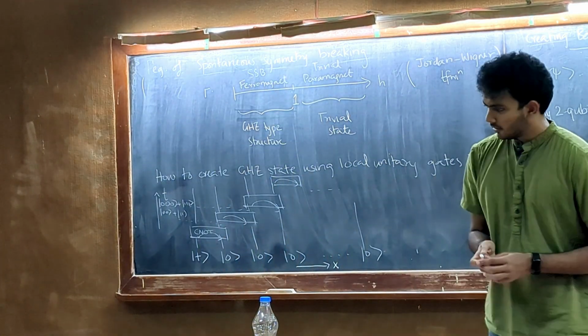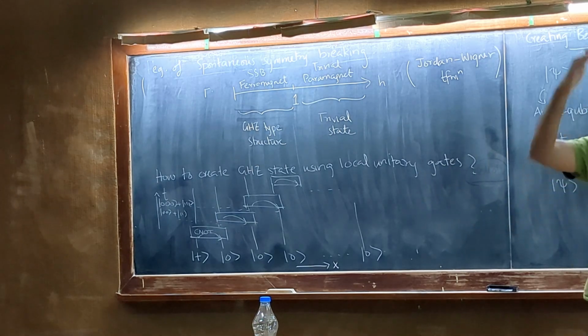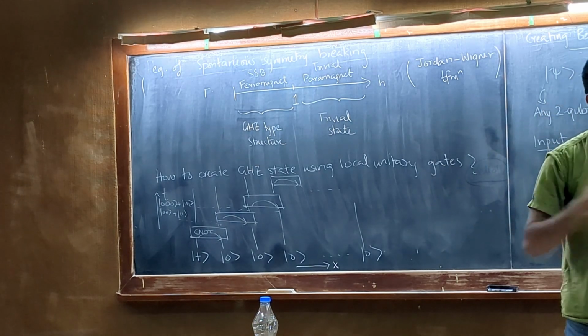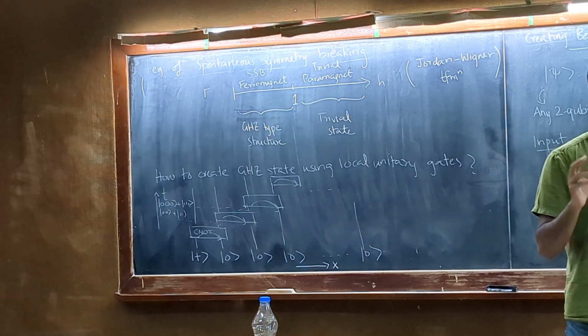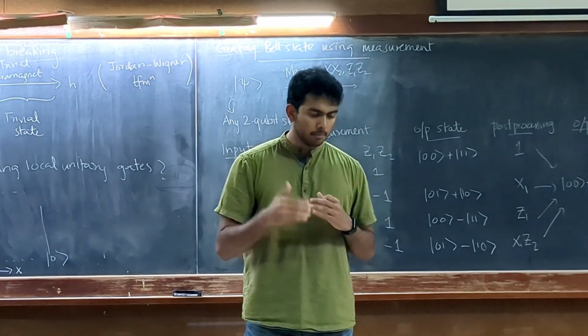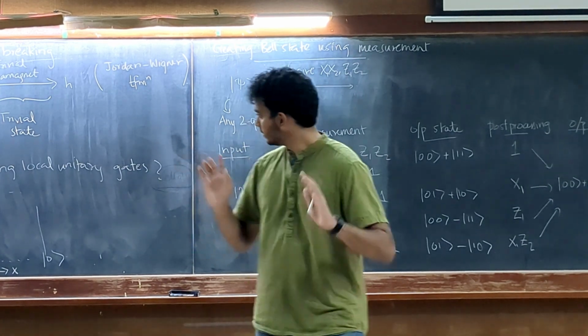But from my point of view, I don't consider this an efficient process because the time it takes to do this scales with the system size. So when I say efficient or finite depth, I mean that the time it requires to prepare the state should not scale with system size. That's what I mean by finite depth.